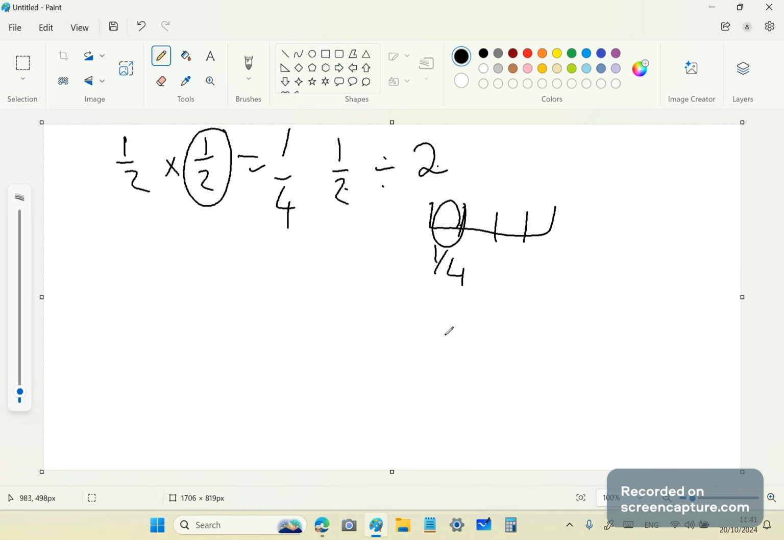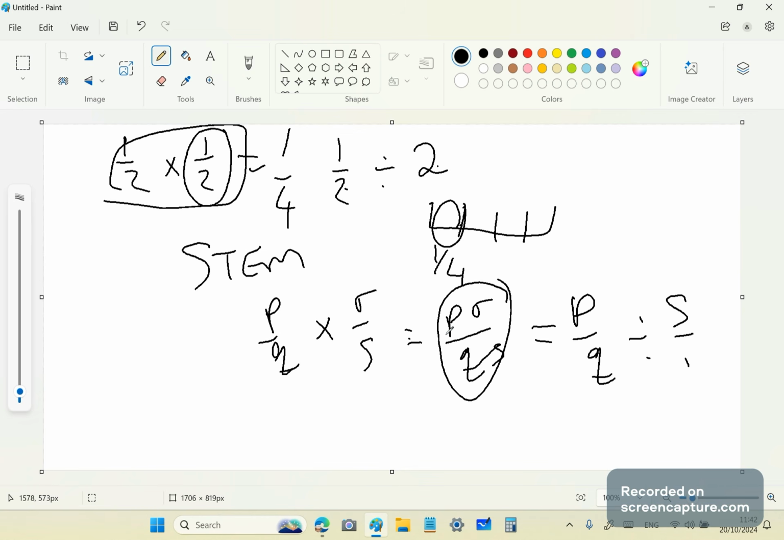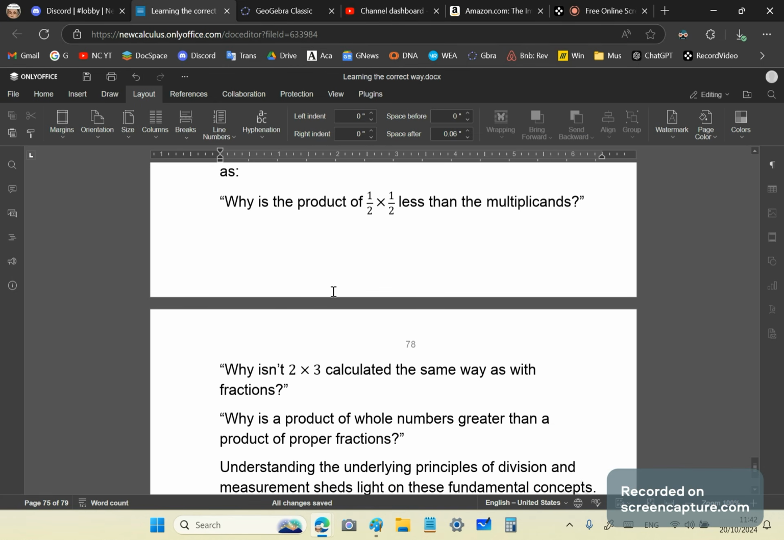I mean, you can become a STEM professional, and all you understand about this is that you were taught a rule: P over Q times R over S is equal to PR over QS. Okay, that's all you were taught. And you were also taught that that's equal to PQ divided by S over R. You had no idea why this is so. And I've given you a little insight there, but to get all the source on this, you have to buy my book.